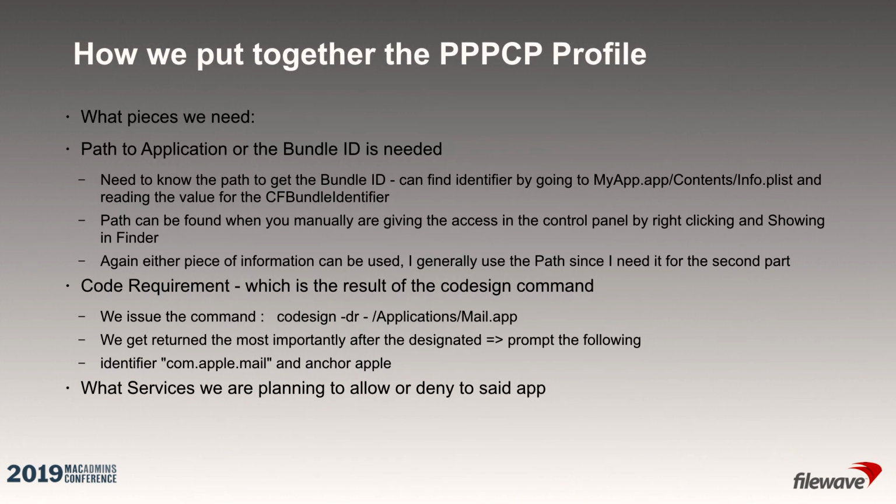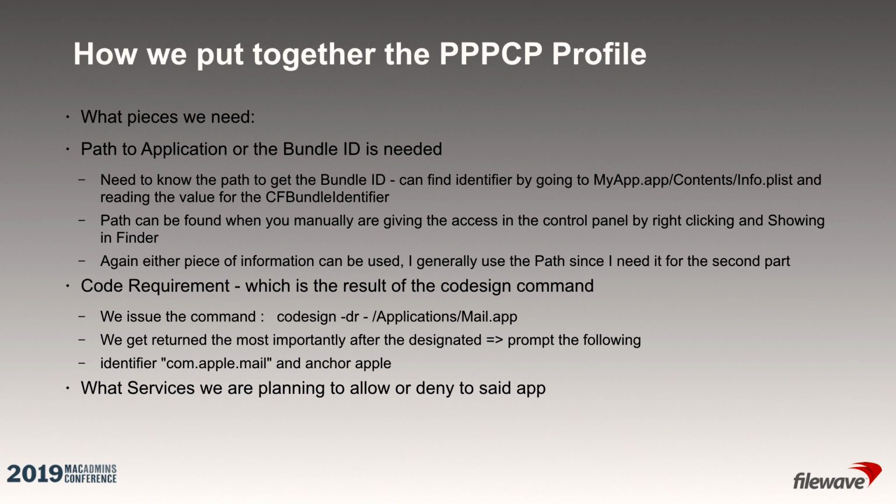How do we put this all together? So what do we need, as I kind of showed you in those screenshots? You need to know either the path to the application, the actual executable, or you need the bundle ID. Now, you can find the bundle identifier, if it's an application package, by going to MyApp, Contents, Info.plist, and it will be in there under the CFBundleIdentifier. I actually spelled it right, good. And you'll see the name there, and that's one way to do it.